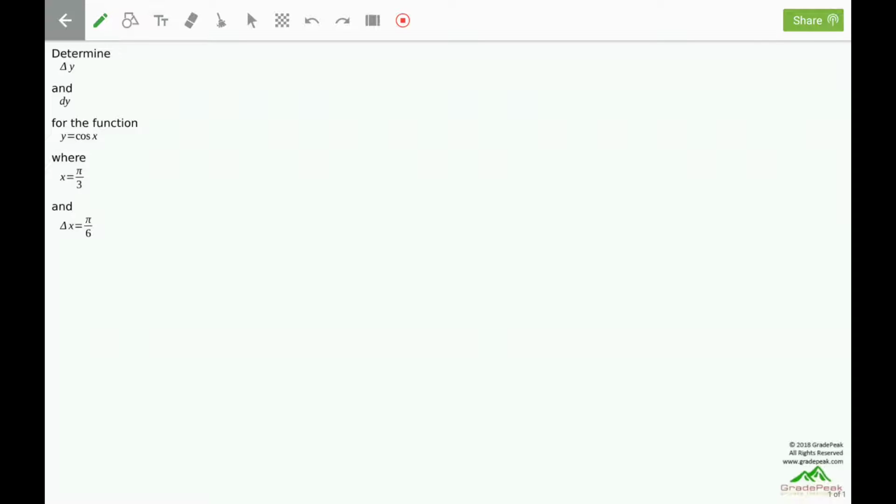Determine delta y and dy for the function y equals cosine of x, where x equals pi over 3 and delta x equals pi over 6. Delta y is y of x plus delta x minus y of x. For this problem, we have x is pi over 3 and delta x is pi over 6.